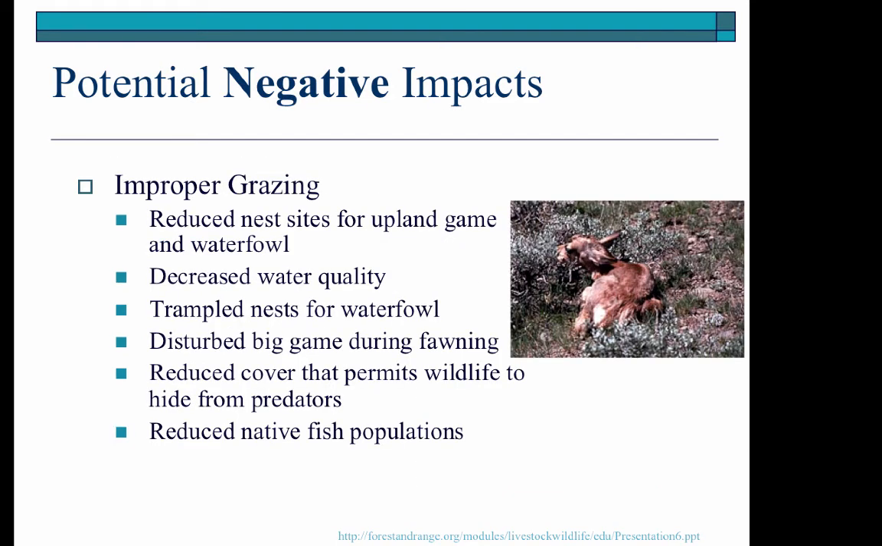All right, so some negative impacts really are, I'm not going to sugarcoat it, related to improper grazing and overgrazing. If we overgraze an area, even if it isn't intended, we are creating downstream effects like reducing nesting sites and decreasing the quality of the water in the area. If you have a lot of animals on one site, they can actually trample some nesting sites that are important for waterfowl habitat.